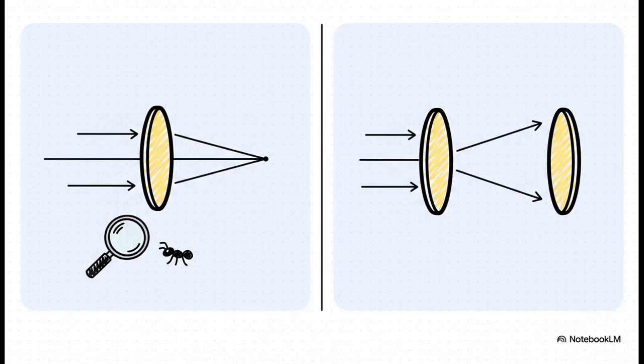And just like with mirrors, we've got two main types. A convex lens, which is thicker in the middle, converges light to a focal point. That's your classic magnifying glass. Then there's the concave lens, which is thinner in the middle, and it does the opposite. It diverges light, which is really useful for things like correcting nearsightedness.